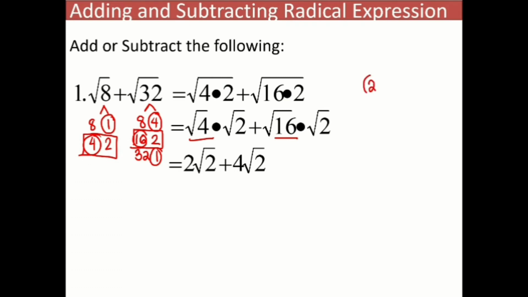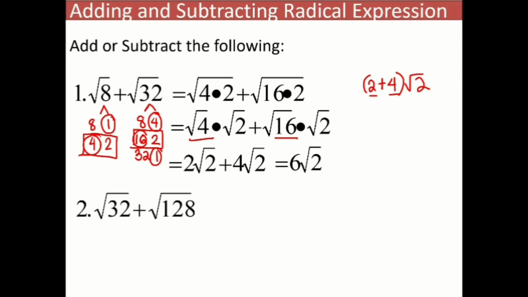So that's now 2 plus 4 square root of 2. Then we add these two, 2 plus 4. The answer now is 6 square root of 2. Let's try to have some more examples.